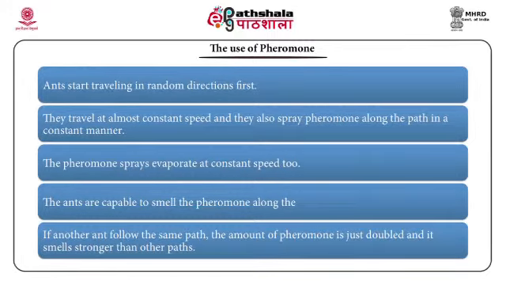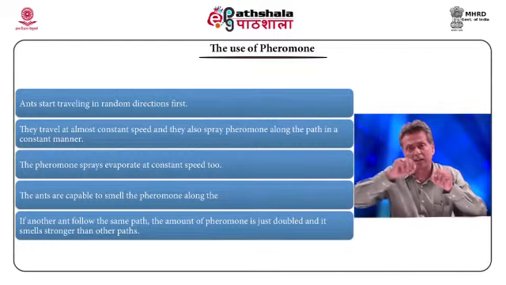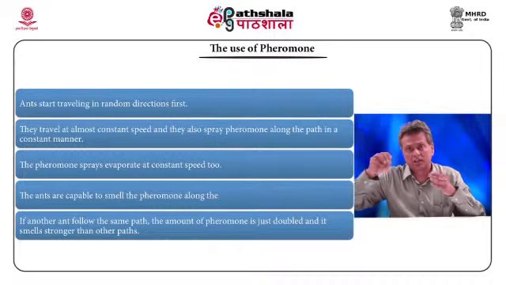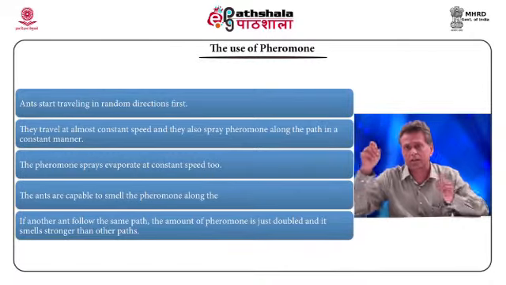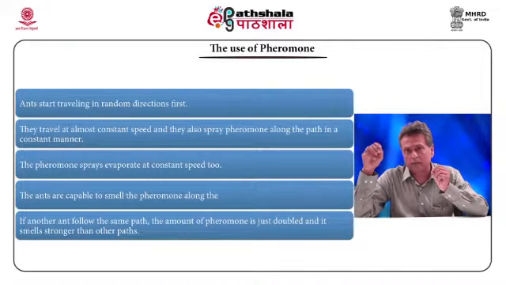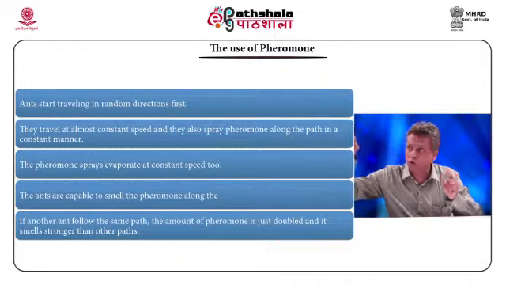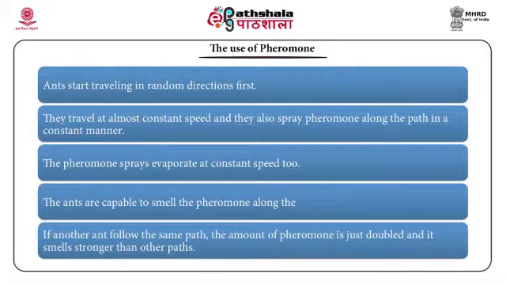So, what does an ant do? When it starts traveling, when it is searching for a food source, it sprays the pheromone along the path. Then the pheromone has a tendency to evaporate. Suppose it finds the food source, it follows the same path to come back. So, it strengthens the pheromone volume.